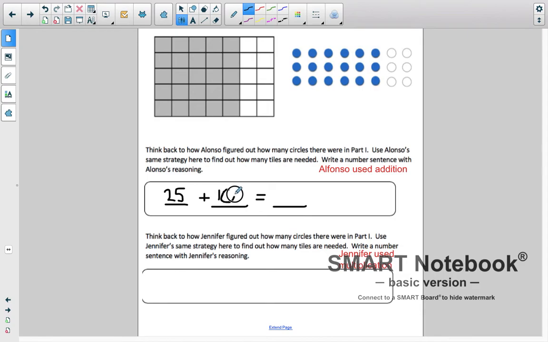Now you need to figure out what 25 plus 10 is. And 25 plus 10 is 35.